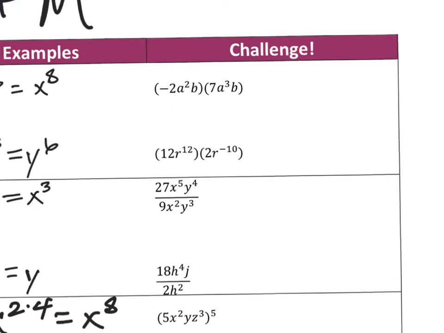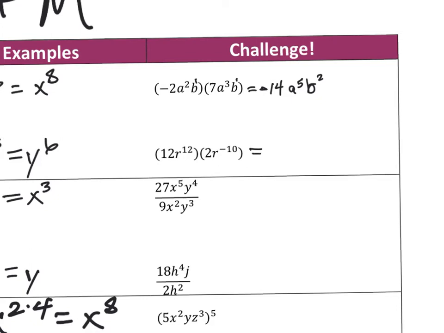So for the first part, we have -2 times 7. Those are regular numbers. If we're multiplying numbers, we always multiply numbers up to this point. You stay multiplying those numbers. -2 times 7 is -14. And then for the like bases, a squared times a to the third, that's going to be a to the fifth. And then b times b, remember the invisible exponent is 1. So that would be b squared. So -14, a to the fifth, b squared.